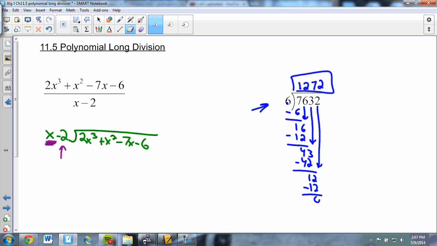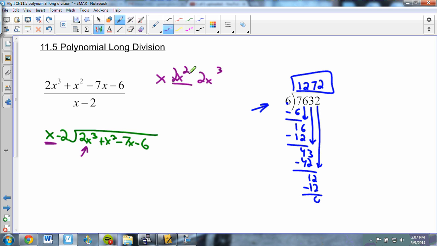The question is, how many times does x go into 2x to the third? X times what equals 2x to the third? That's really the question. Well, x times 2x squared is 2x to the third. So I'm going to put 2x squared here. And it has to go into that spot so that the powers line up. You have to line up the powers as you're working it out.